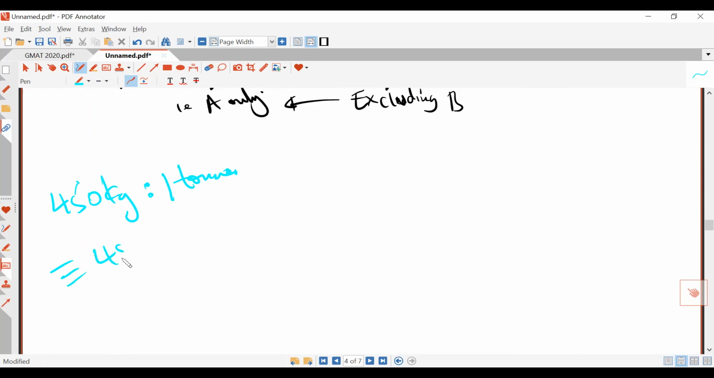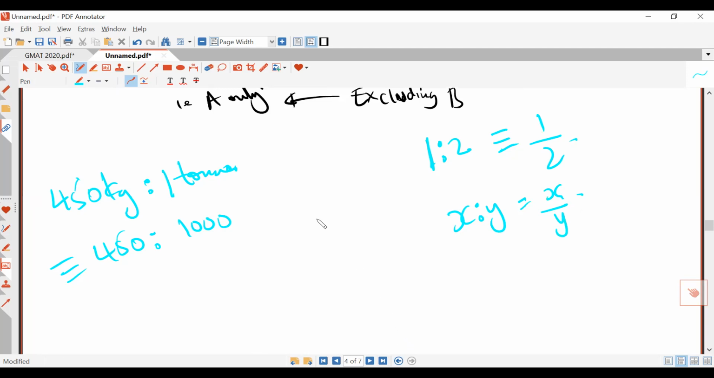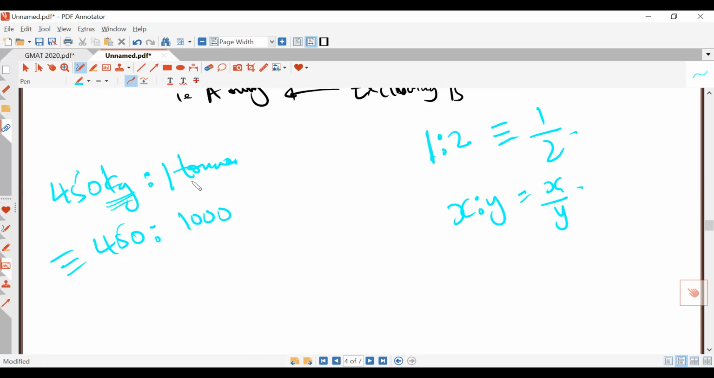So this is the same as 450 to 1,000. And by the way, one thing that I didn't tell you: in case you have 1 to 2, this is the same as writing it as 1 over 2. In case you have x to y, it is the same as x over y. Now here we have kilograms and tons. We cannot express them until these units are the same. So in case you have 450 divided by 1,000, you cross out the zeros, you remain with 45 over 100, which is 9 over 20.